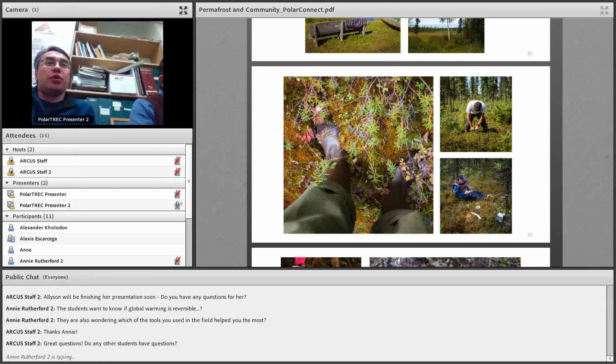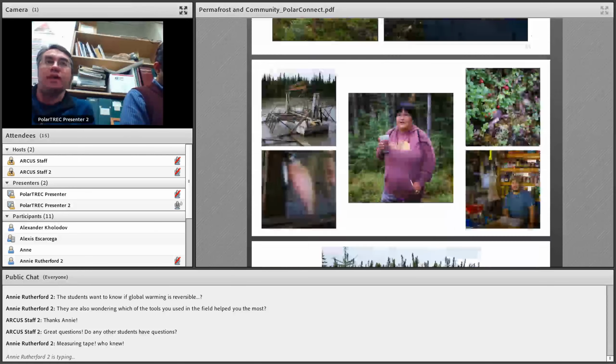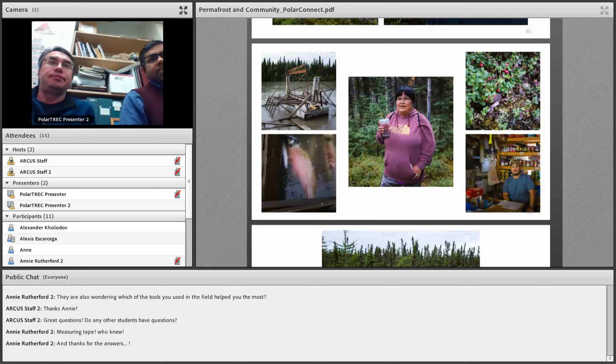And what is more important, it is not a tool, but the key thing to do studies in such a remote area is a good relationship with local people. We couldn't do anything there without this collaboration, without support and without help. That's a good point, because this involved the community.